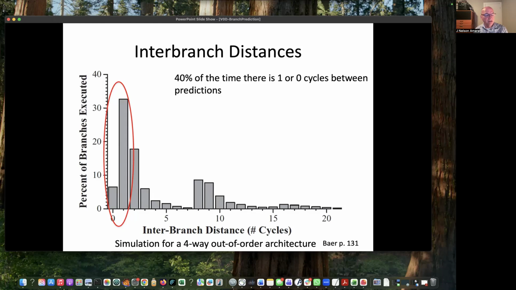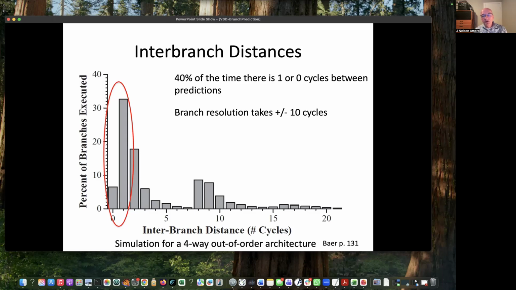So you can ask, how can there be a 0 cycle? Well, if you have a four-way out of order architecture, you are fetching 4 instructions in each cycle. If 2 of those instructions are branches, then the interdistance will be 0. Then you can see why the 1 has a high percentage, because if you consider 2 cycles, you look at 8 instructions, and the chance of having at least one branch in 8 instructions is quite high.